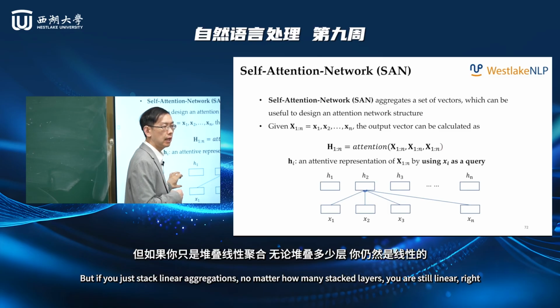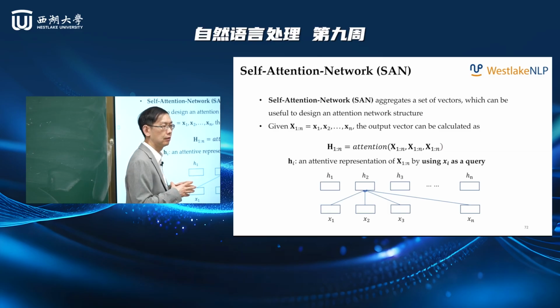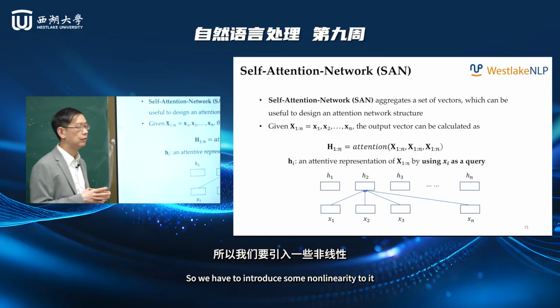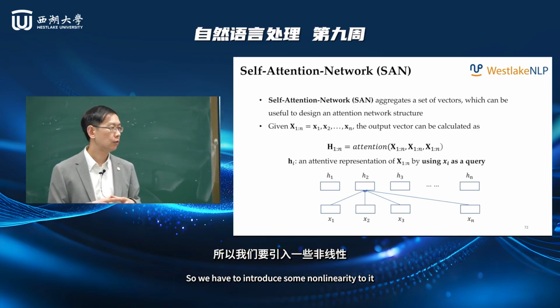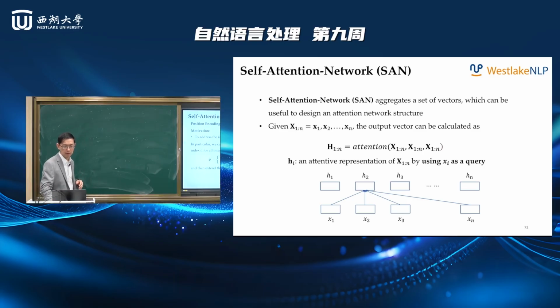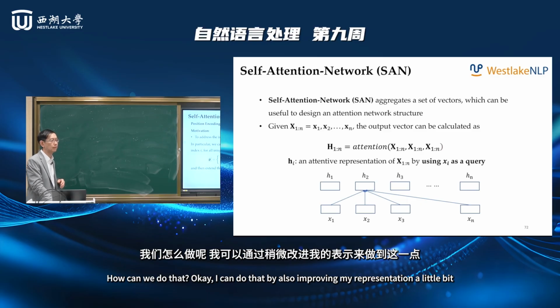But if you just stack linear aggregations, no matter how many stacked layers, you're still linear, right? So we have to introduce some nonlinearity to it. How can we do that?